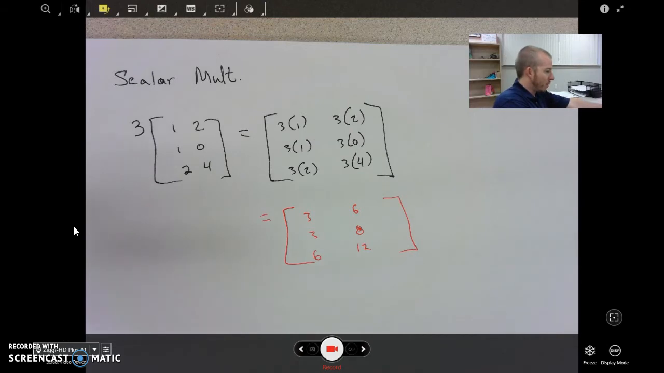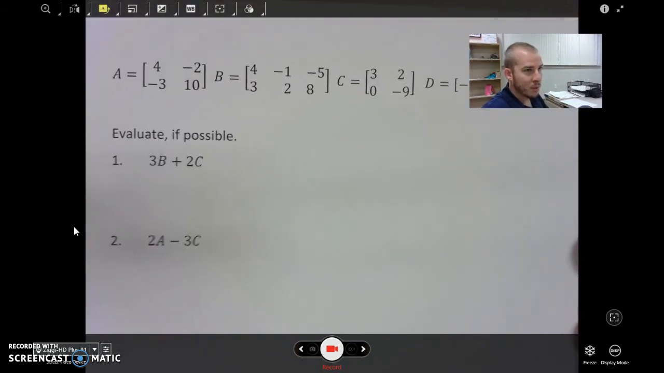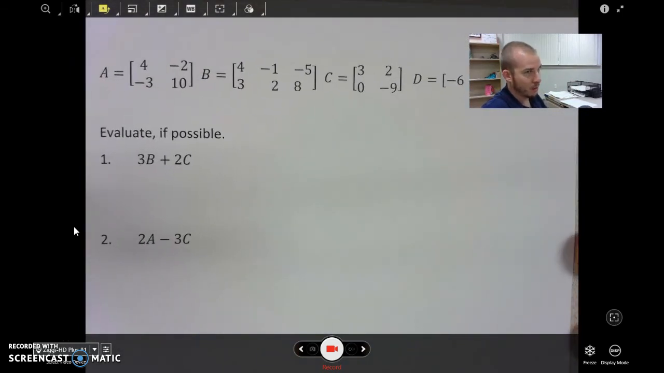Okay? So let's do a couple examples right now. Look at that. The camera's focused. If it goes that blurry right now, I'm going to scream.